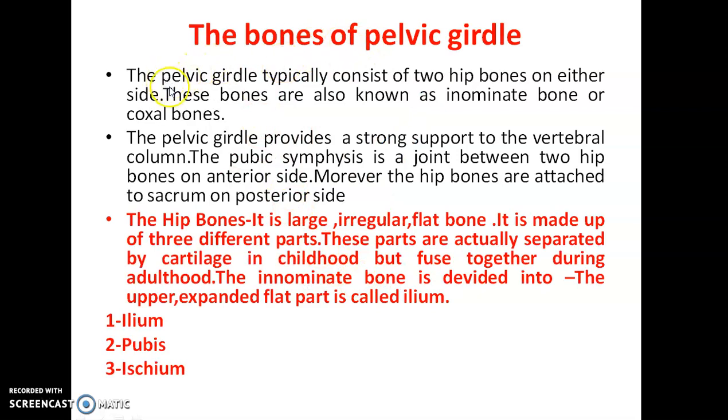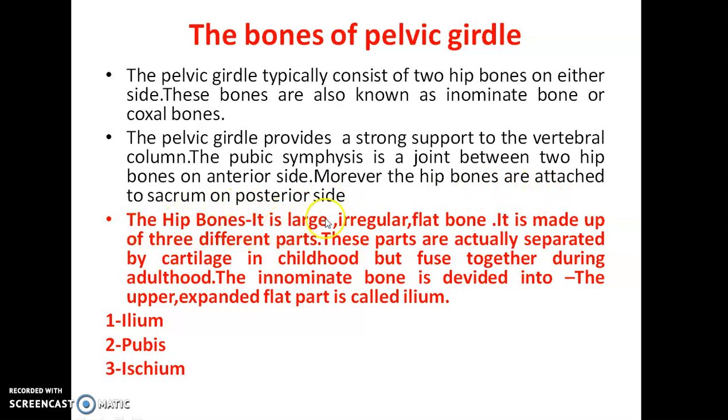Bones of the pelvic girdle. The pelvic girdle typically consists of 2 hip bones, one on either side. These bones are known as the innominate bones or coxal bones. The pelvic girdle provides strong support to the vertebral column. The pubic symphysis is the joint between the hip bones on the anterior side. Moreover, the hip bones are attached to the sacrum on the posterior side.